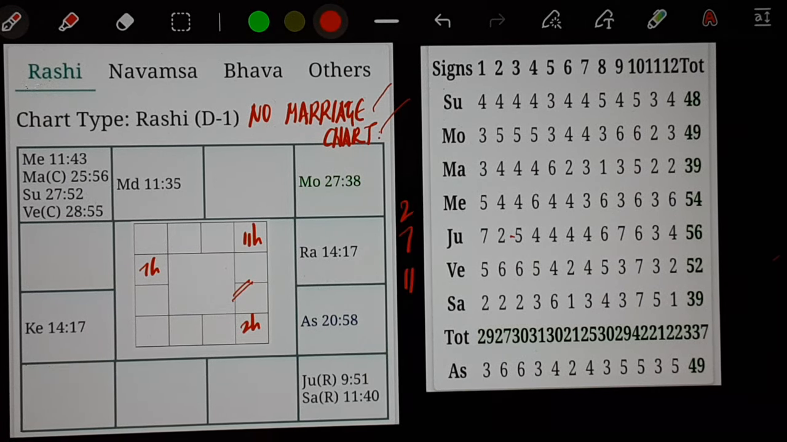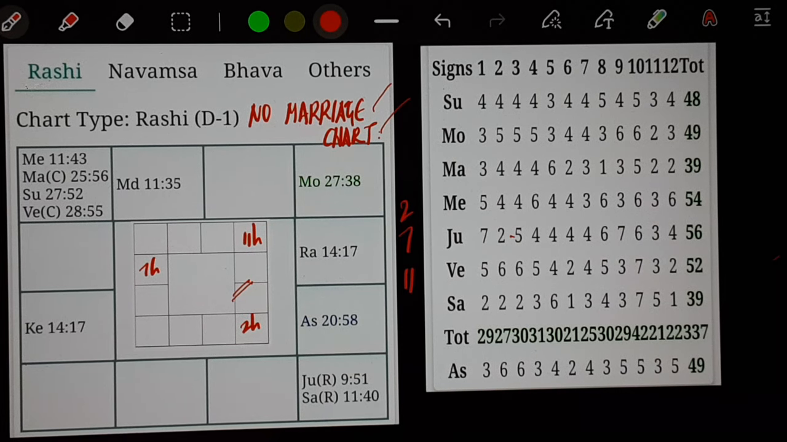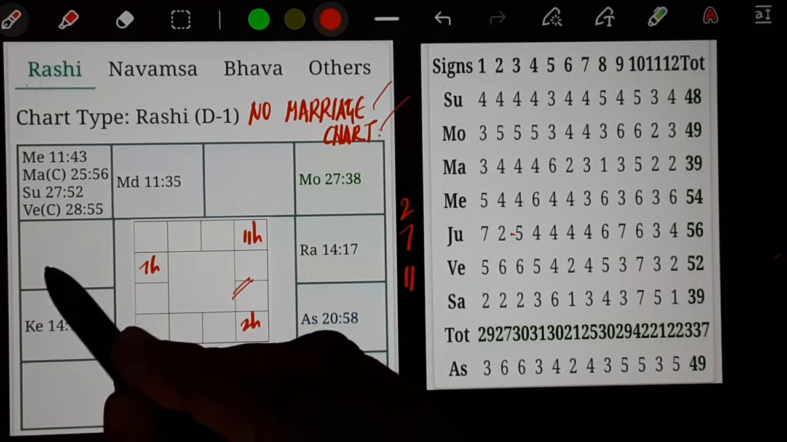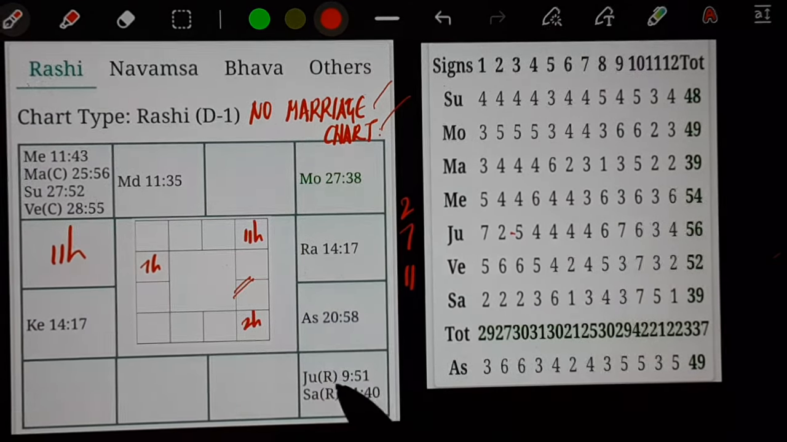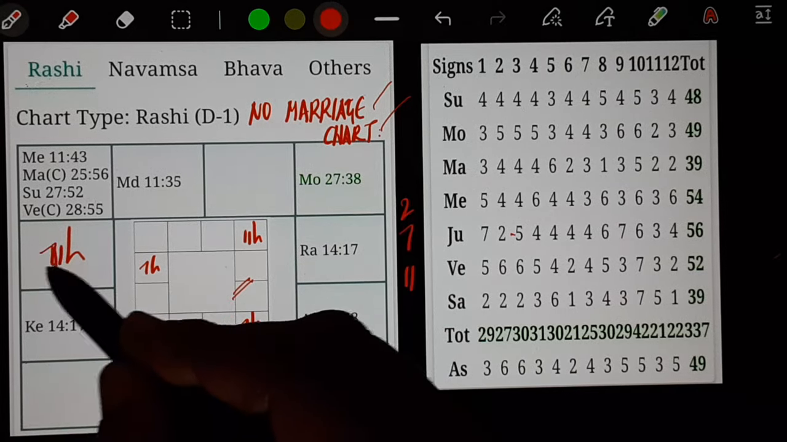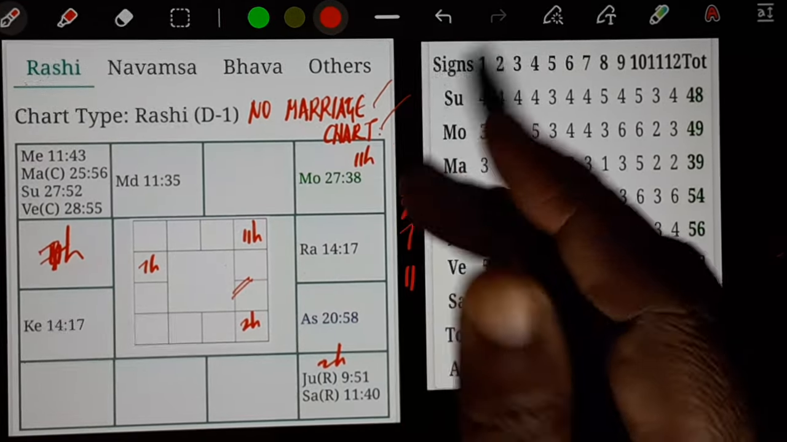If they are aspected by more than two malefics and there is no aspect of a good planet or a natural benefic, then the house becomes non-functional. Here we will check the condition of the 11th house, the condition of the second house, and the condition of, sorry, this is the 7th, this is the second, and this is the 11th house.